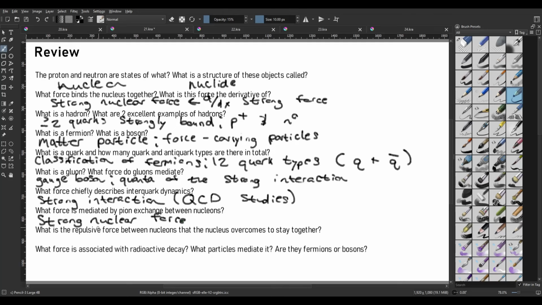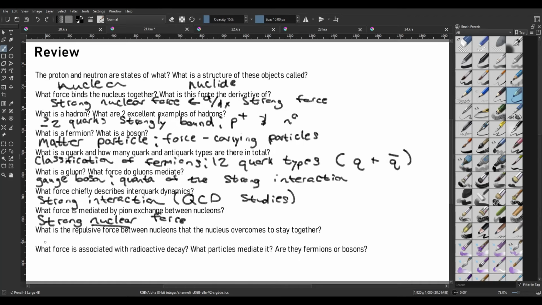This is because, again, nuclear refers to the nucleus. That's how we know it's talking about the nucleus. Nucleons gives us it's in the nucleus, and pion exchange is, of course, what's exchanged between nucleons. And the next question is sort of a follow-up here. What is the repulsive force between nucleons that the nucleus overcomes by staying together?